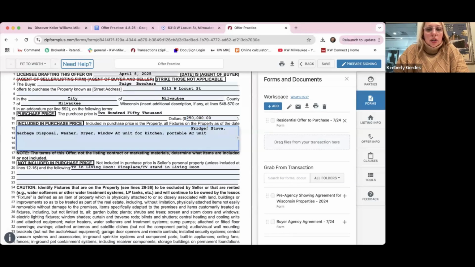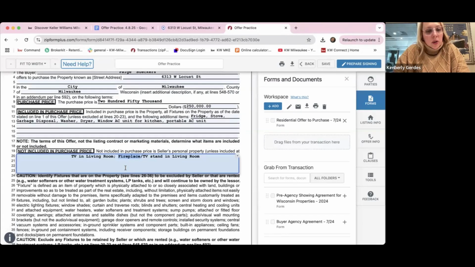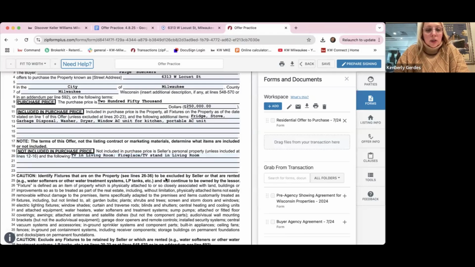And here are our inclusions. So we've got the fridge, stove, disposal, washer, dryer, that kitchen window AC unit, and then a portable AC unit. But in addition to the seller's personal property that will not be included within the home, that's an exclusion. I've added that TV in the living room as well as the fireplace / TV stand. So even though the seller was willing to offer it as an inclusion, our buyer doesn't want it. We're writing it in as an exclusion.